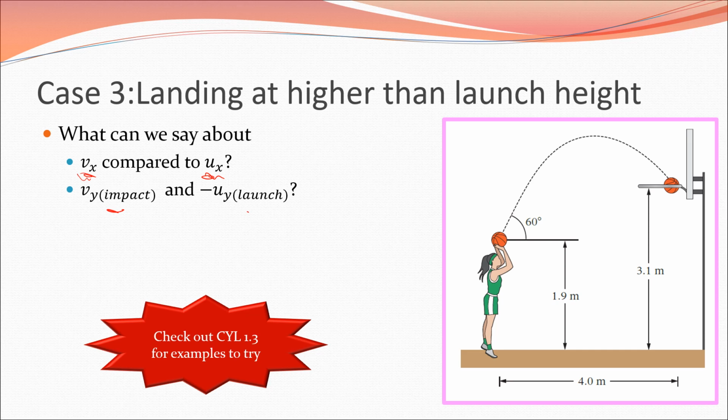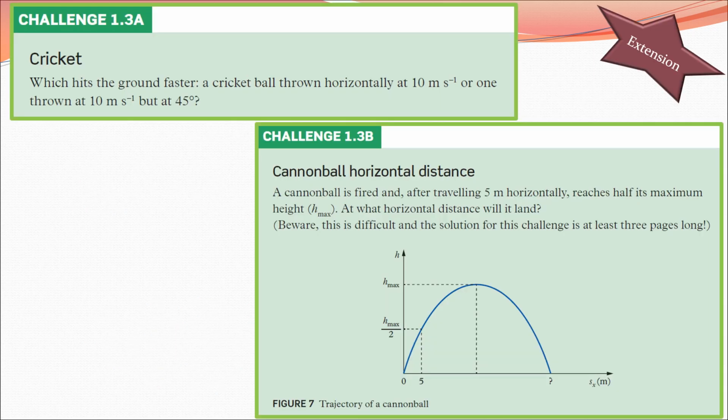The impact velocity and the launch velocity should also be different. At the top of its trajectory, the vertical velocity is 0, so it only has to accelerate down to there. If it accelerated back to where it started, they would be the same, but because it has less time to accelerate, you would expect the velocity here at the end to be less. Once again, check out some of these check your learning questions to work your way through this. There's a few extension things here you can have a look at.